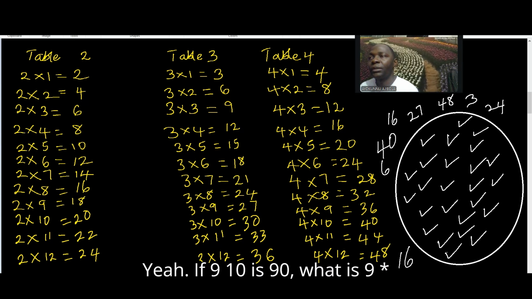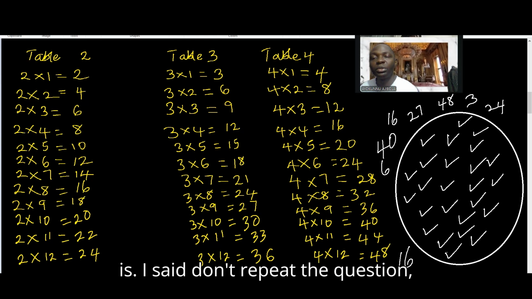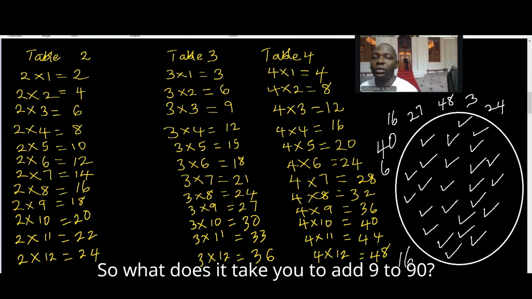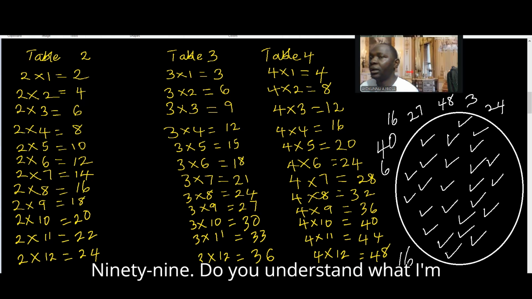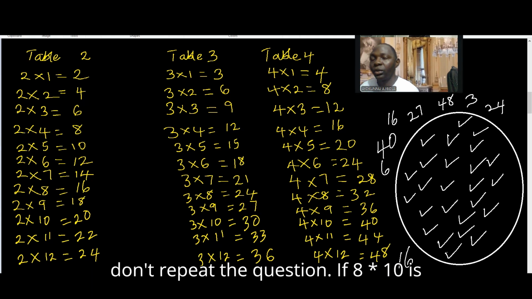If 9 times 10 is 90, what is 9 times 11? I said don't repeat the question. Just add 9 to the answer I gave you. So what does it take you to add 9 to 90? 99. Do you understand what I'm saying now? So don't repeat the question.